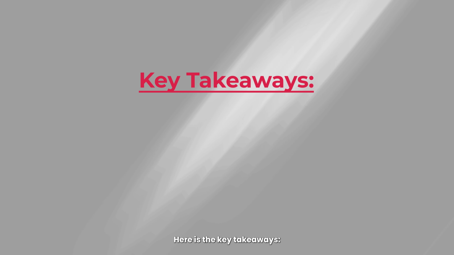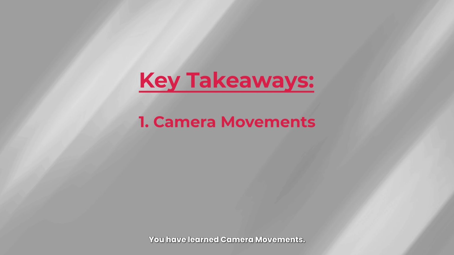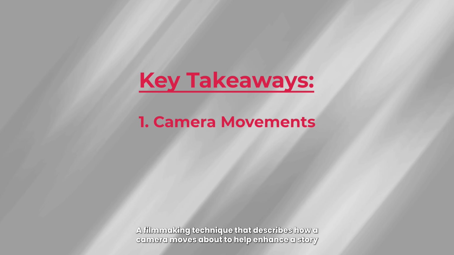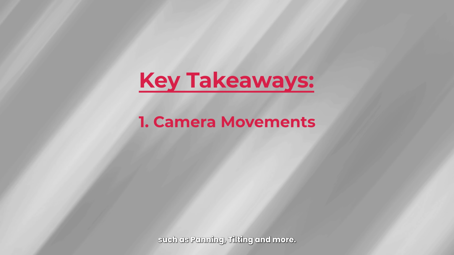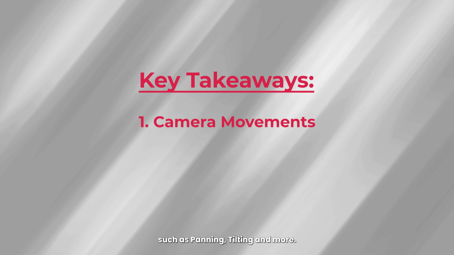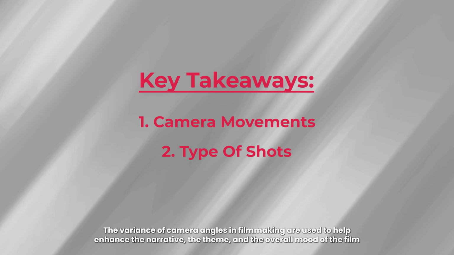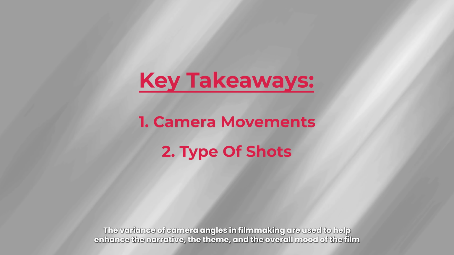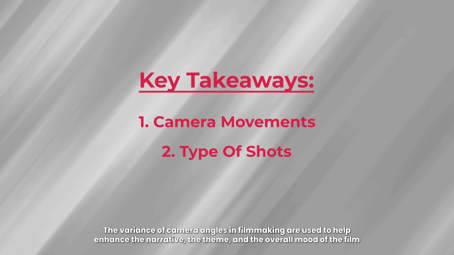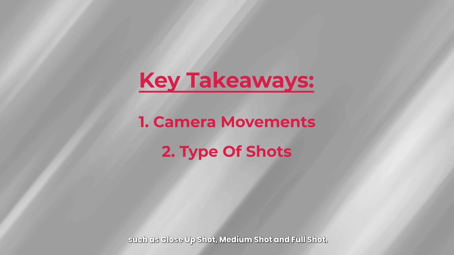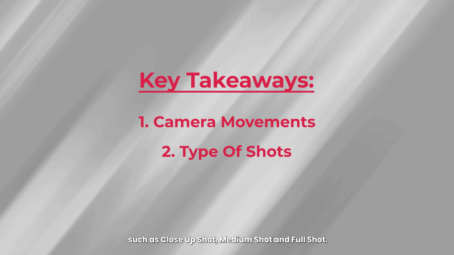Here's the key takeaways. You have learned camera movements, a filmmaking technique that describes how a camera moves about to help enhance a story, such as panning, tilting, and more. You also have learned types of shots. A variance of camera angles in filmmaking are used to help enhance the narrative, the theme, and the overall mood of the film, such as close-up shot, medium shot, and full shot.